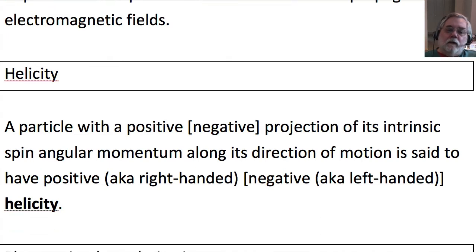Helicity. A particle with a positive or negative projection of its intrinsic spin angular momentum along its direction of motion is said to have positive, also known as right-handed, or negative, also known as left-handed, helicity. And we need this for the photon.